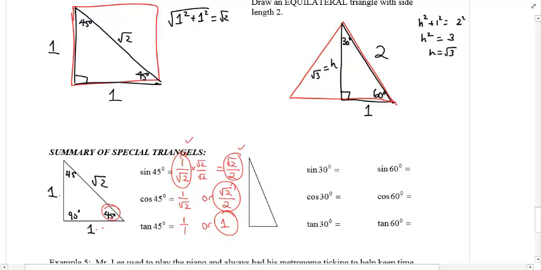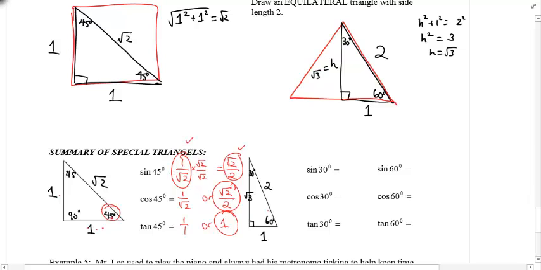So, in this case, I will draw 1. The hypotenuse is 2. And the height is root 3. There's my 90. The base angle here is 60. The top one is 30. And now go ahead and find the ratios. And you should do this on your own.